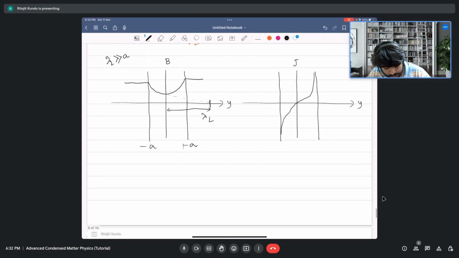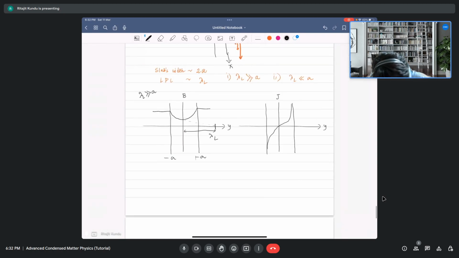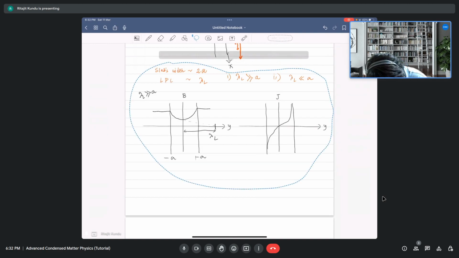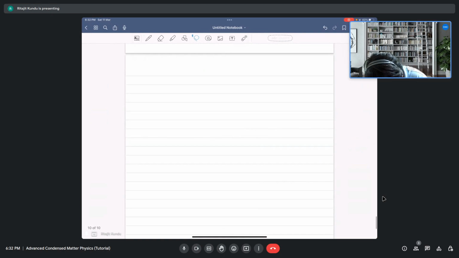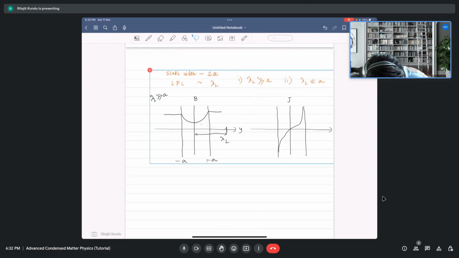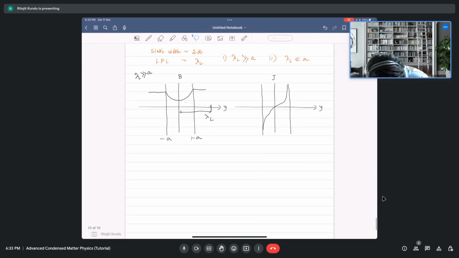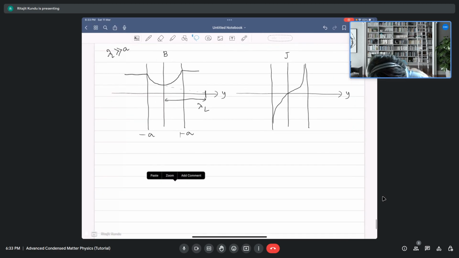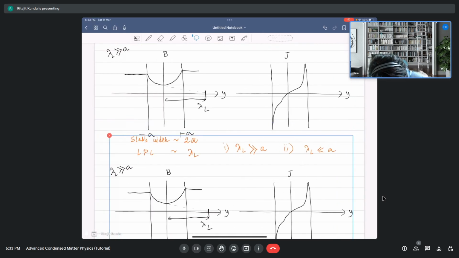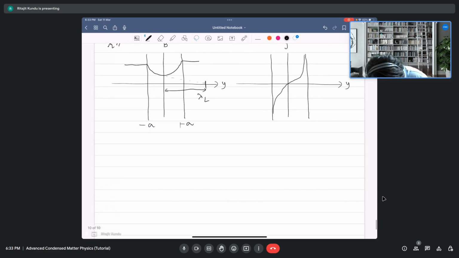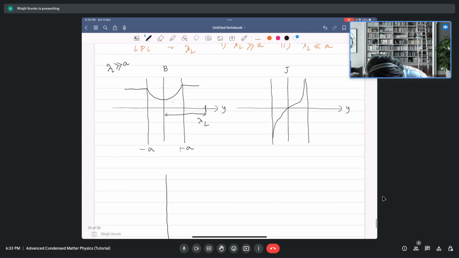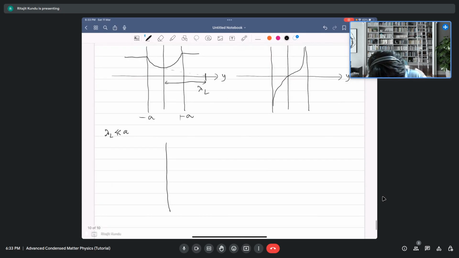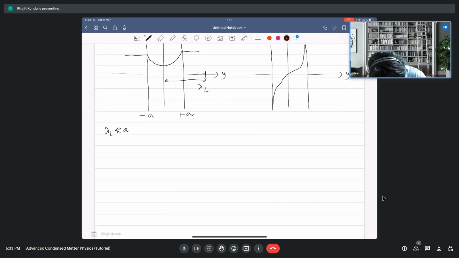So let me draw this again. This is for the other case, when lambda L is much smaller than A. You can probably already see what will be happening. Let me just draw this quickly.